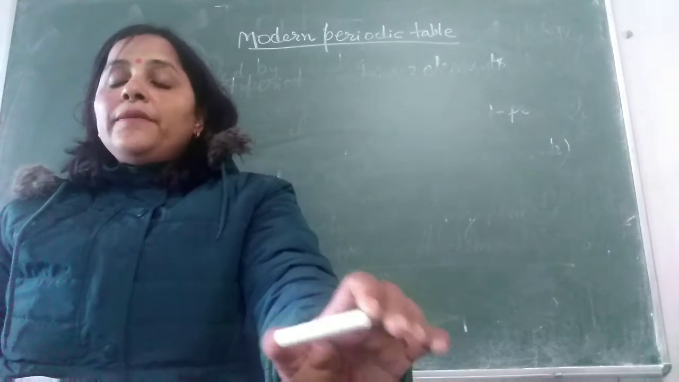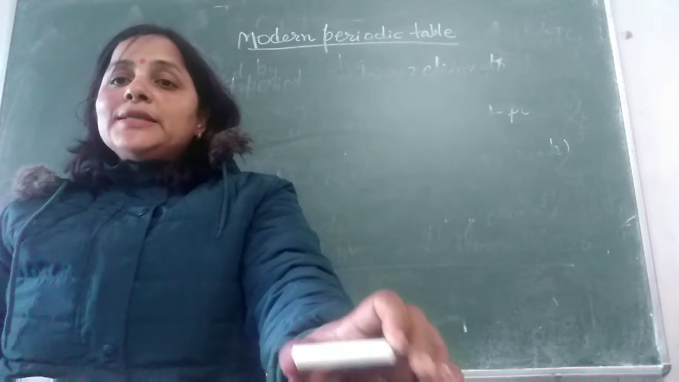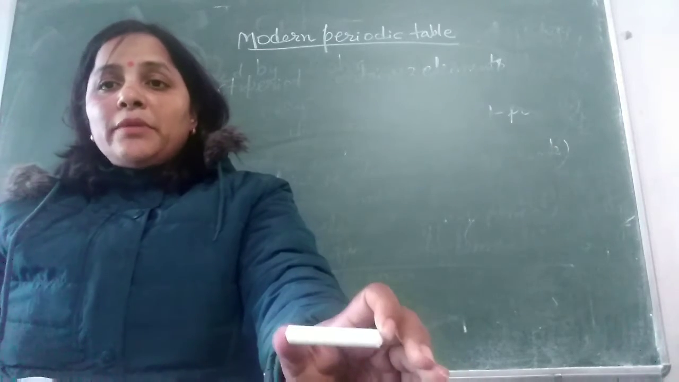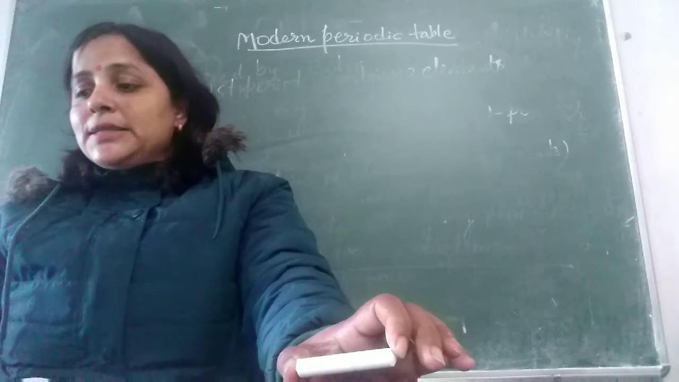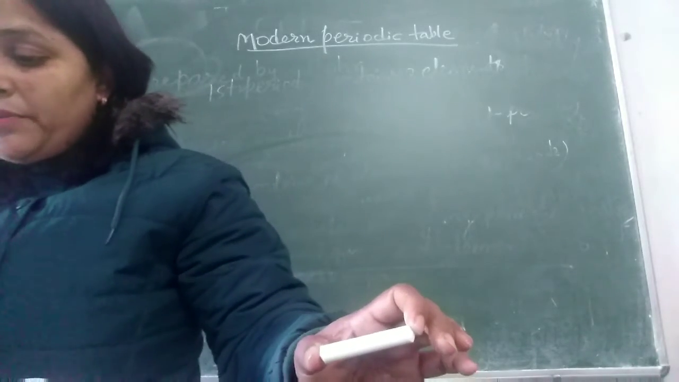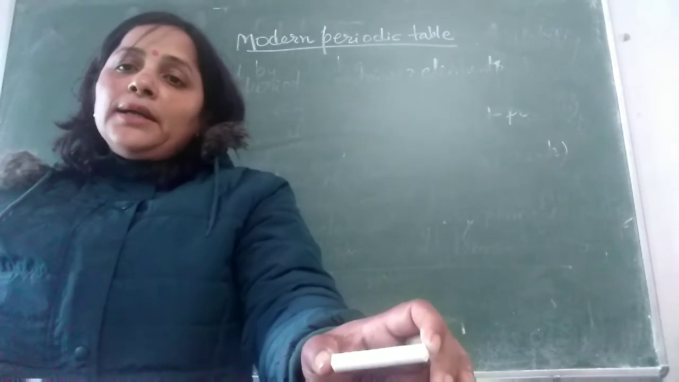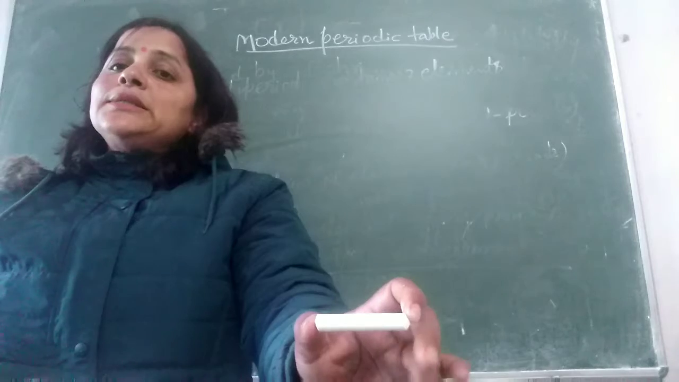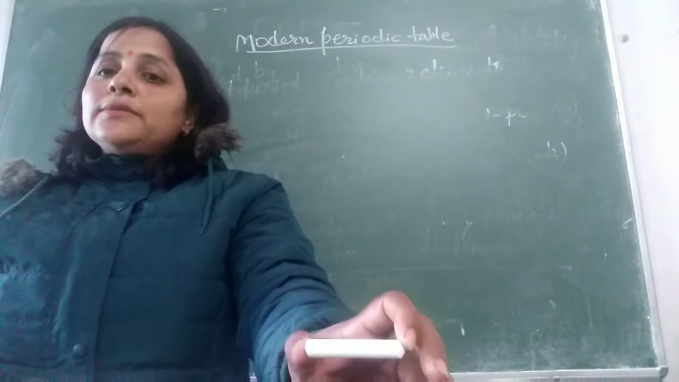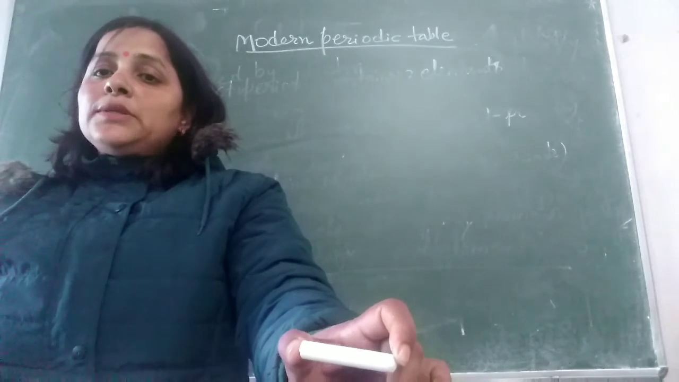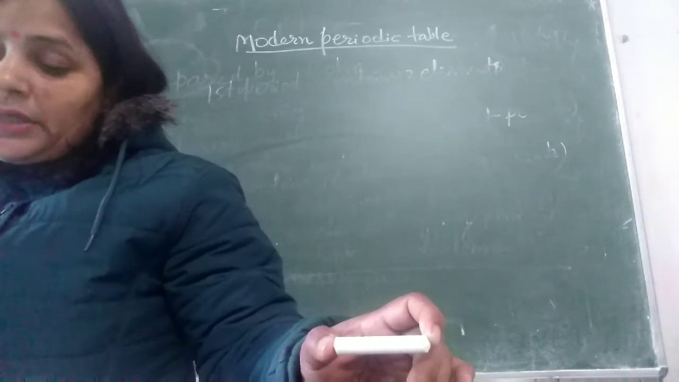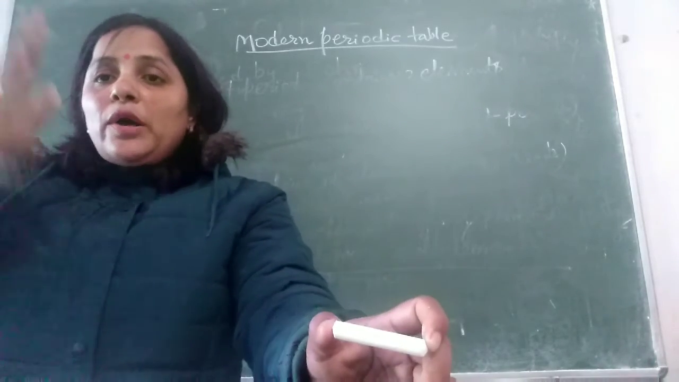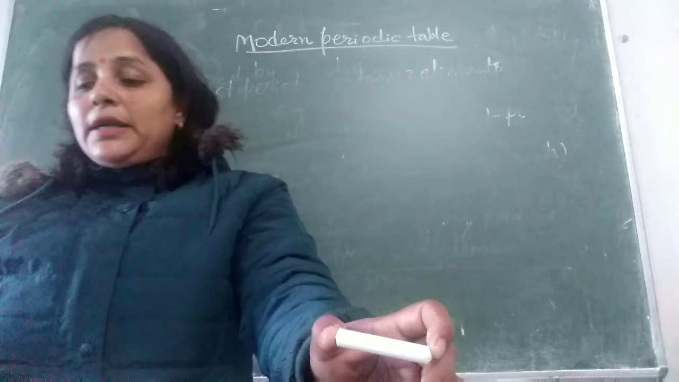For example, in group 1, which is known as alkali metal, the elements present are lithium, sodium, potassium, rubidium, cesium. All these have the same valence electron, which is 1, and the valency of the group is also 1. All elements of group 1 show similar chemical properties.